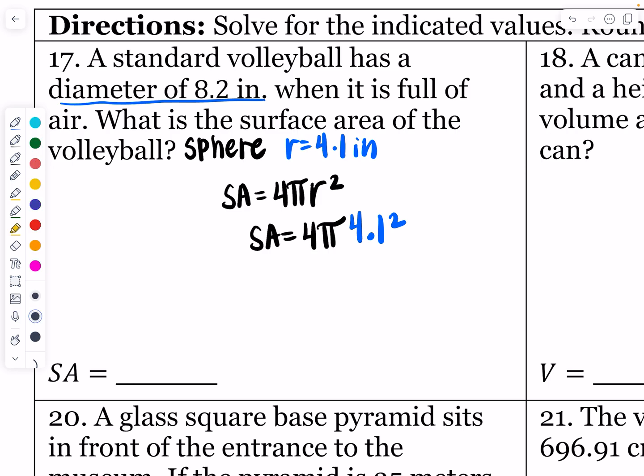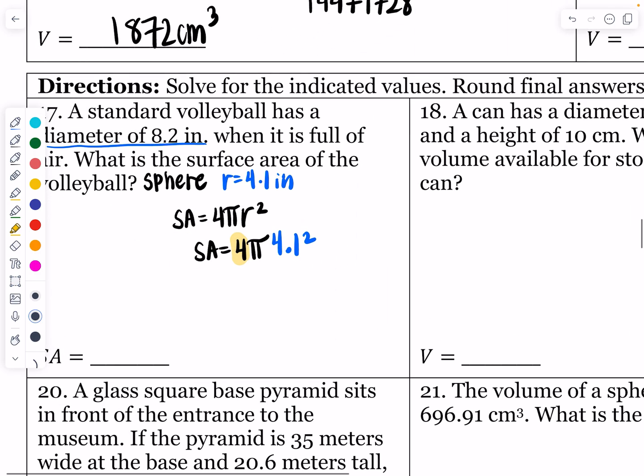So again, when I type that in my calculator, it says to round to the nearest tenth. So we get to type the whole thing in. Since we're rounding to the nearest tenth, you're going to type in 4, the pi symbol, and then times 4.1 squared. That gives me 211. You know what, I'm going to do both. I'm going to do in terms of pi and rounded just so that my students can see how you get that same thing.